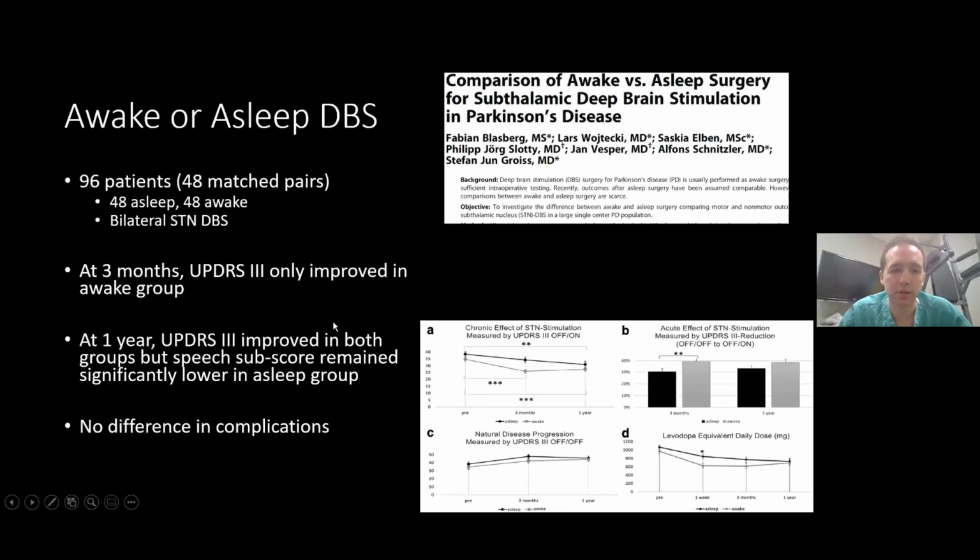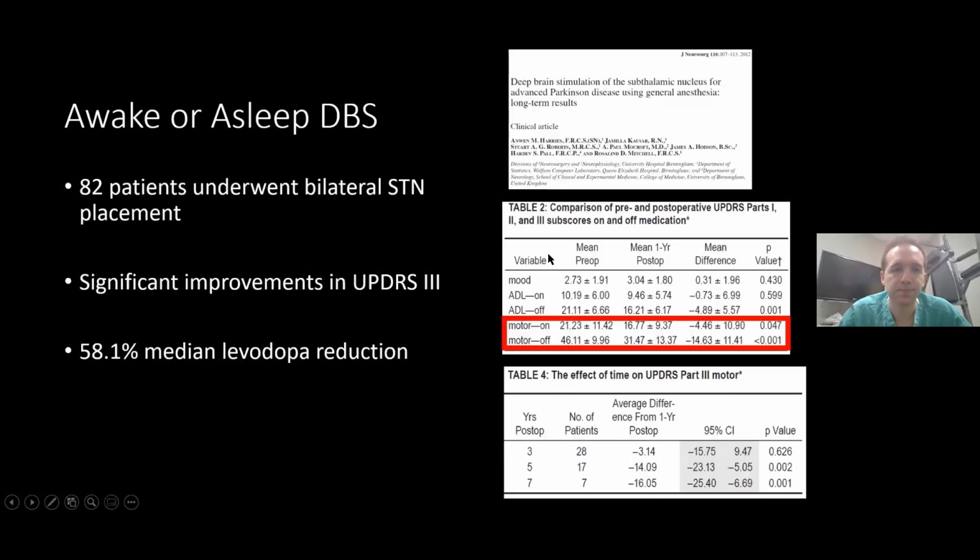Again, UPDRS only improving in the awake group. Even at 1 year, things kind of evened out. You can sort of see it graphically here, but the speech subscore on UPDRS 3, or sorry, I think it was on PDQ, remained lower in the sleep group. No difference in complications. Again, here's another one. Same thing. Significant improvements in UPDRS 3, but again, a difference between the two.